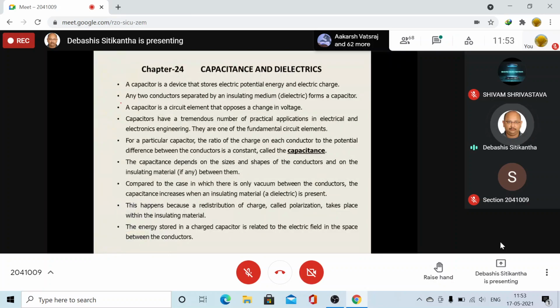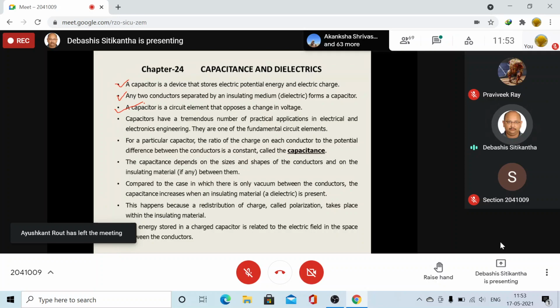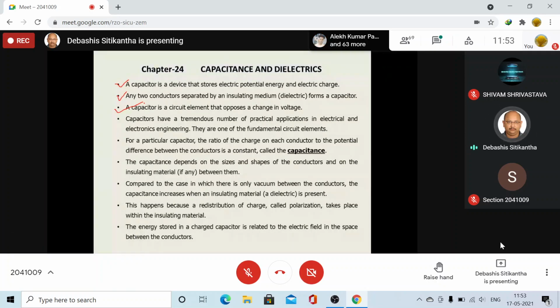Now, the first definition I will explain once again when we go deep into the subject. This I have already explained. Now let us move on to the third definition. A capacitor is a circuit element that opposes a change in voltage. Very simple thing. This particular definition you will use when you go to your next semester, third semester. You will study a paper on circuit theory, and over there you will see how this capacitor is going to oppose a change in voltage.